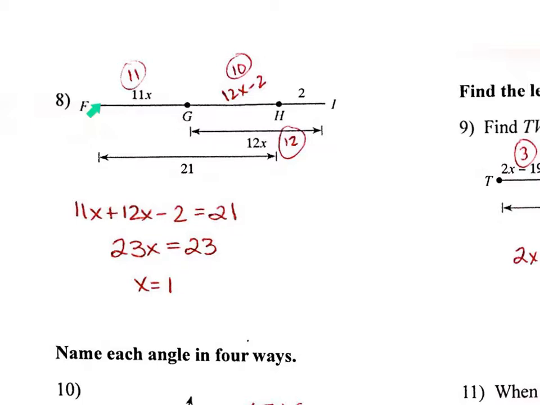So I did segment addition from F all the way to H right here. So I'm going to do the 11x plus 12x minus 2 is going to give me this entire length of 21. You could have done that another way, there are other ways to have solved that, but that's just what I chose to do. So then I'm just doing my algebra and getting 1. And remember, you should always go back and plug this in, like I said, just to make sure that the numbers you're getting do in fact work.